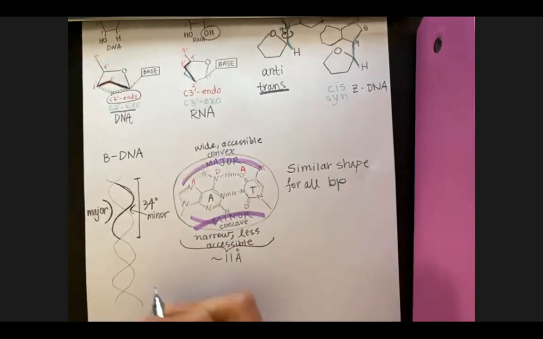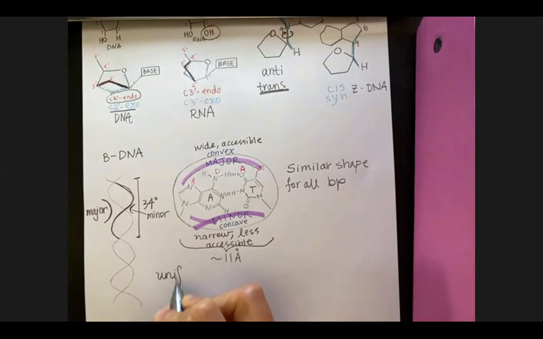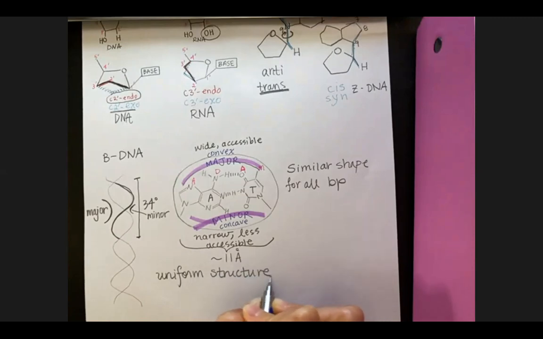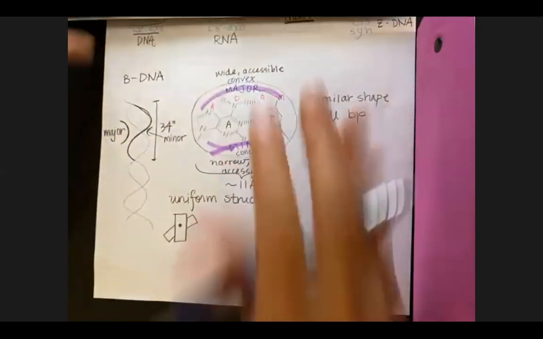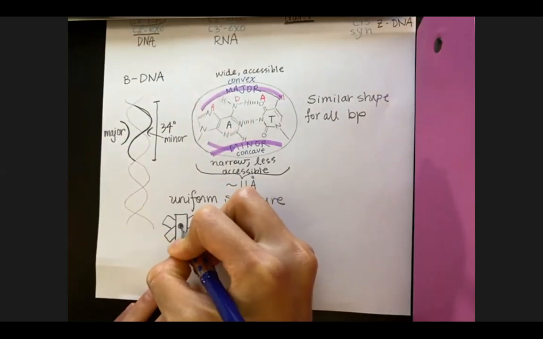Okay. So going back to the uniform structure of B-DNA, you're going to have all the base pairs centered on the helix axis, and they're all going to be perpendicular to the axis. So this can be the axis right here. Here's one base pair, here's another base pair, and then here's another base pair. So it'll all be around here.